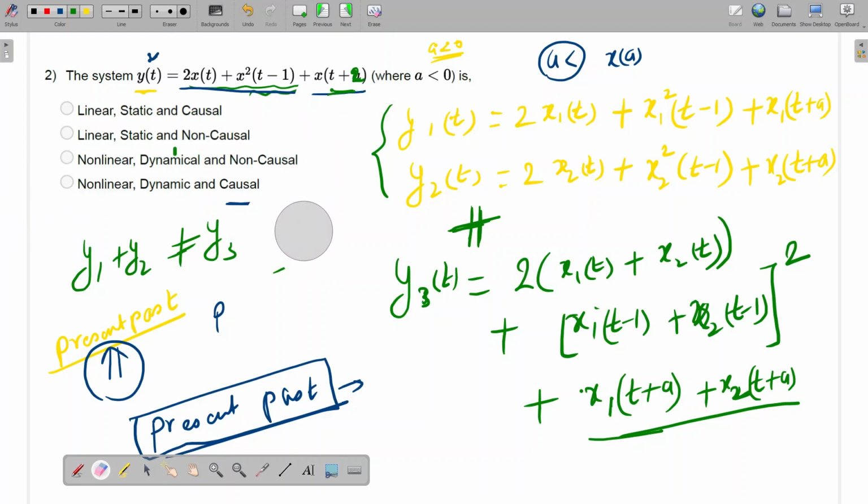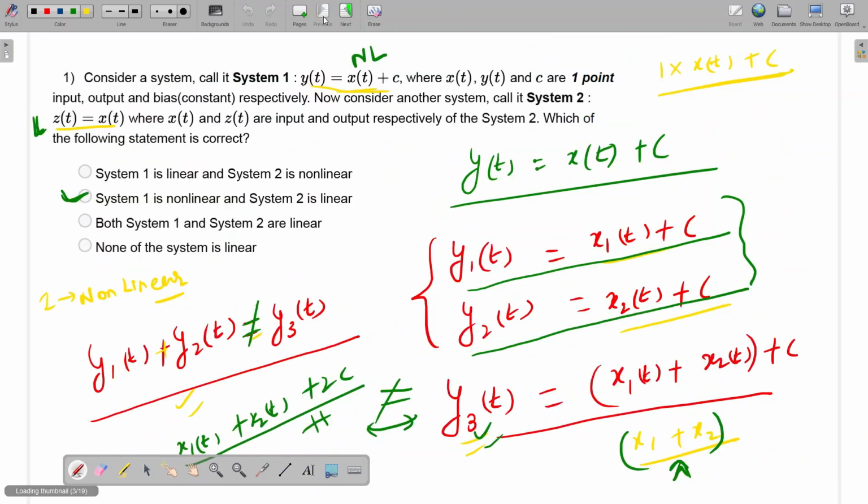Yes sir. Sir, one more thing: how to calculate y3 of t for any question. See, y3 of t, this is for checking linearity. Y1 of t we get from x1, and y2 of t from x2. Y3 of t means whatever transformation is there will be applied to x1 plus x2. Okay, I will show from the first question.